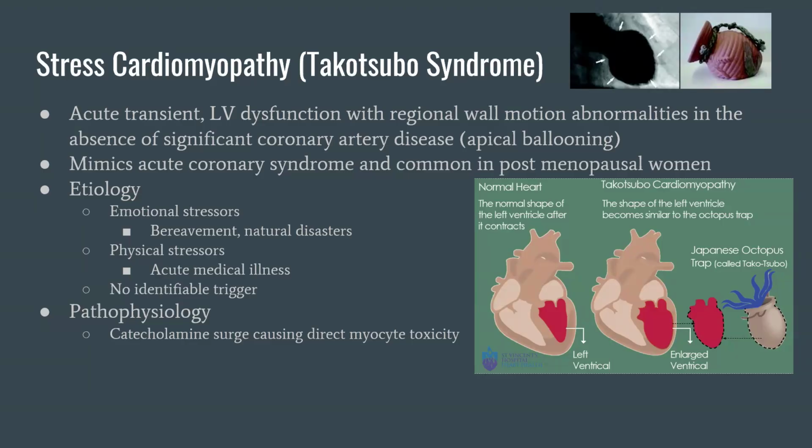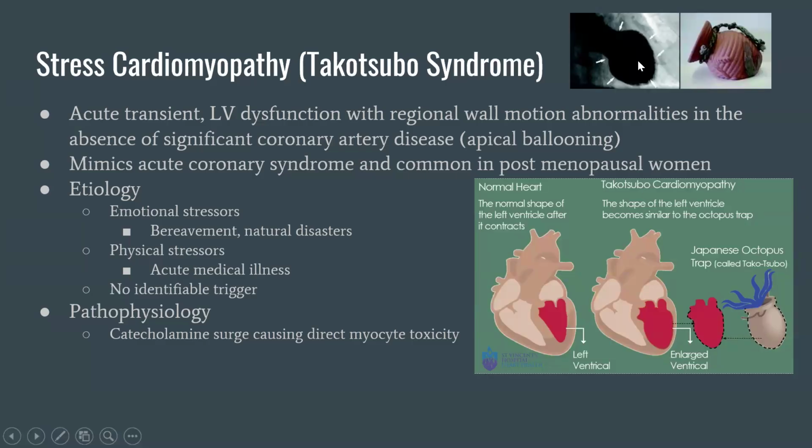Thanks, guys. So, pathognomonic is apical ballooning. The reason why it's called Takotsubo is because it resembles an octopus, a Japanese octopus trap. So I guess this is what they use to catch octopus, octopi. And the LV will look like that.